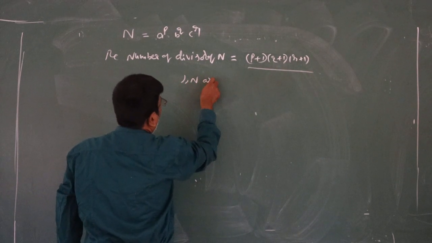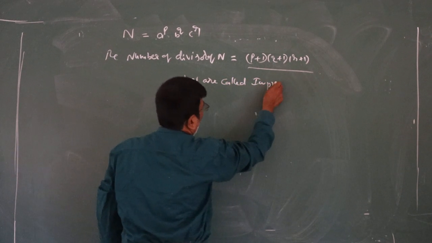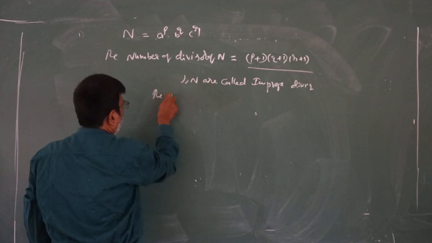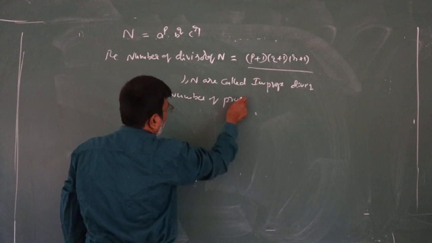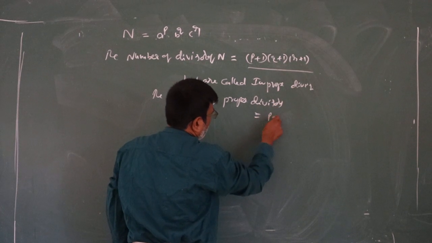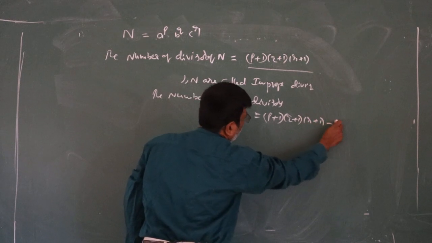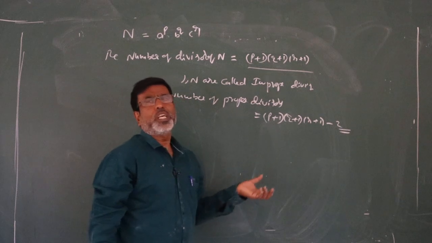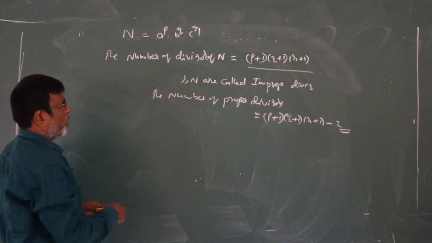1 and n are called improper divisors. So the number of proper divisors equals (p plus 1)(q plus 1)(r plus 1) minus 2. Total number of divisors minus 2 gives the number of proper divisors. This is the first shortcut.